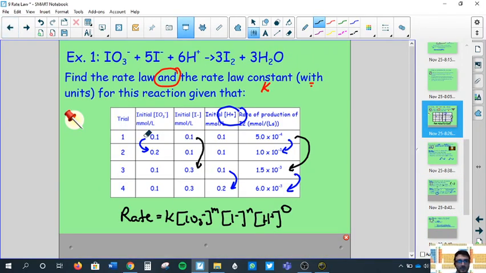Trial 1 seems to be simple enough. 0.1, 0.1, 0.1. Look at the concentrations. It's not moles per liter, it's millimoles per liter, right? So consider that. The rate of production of iodine here is millimoles per liter per second, right? So remember those units. These values are all going to be plugged in. We're just doing trial 1, right? We should get the same result for any of the trials. Let's choose the easiest one, all 0.1 across the board, so let's do that.